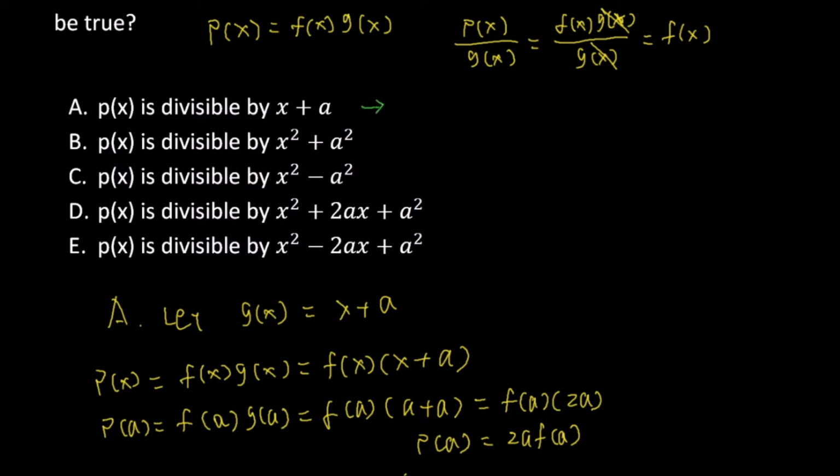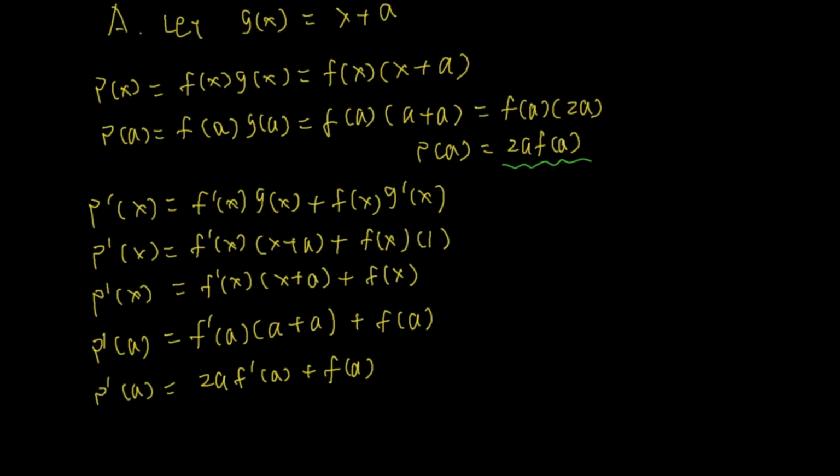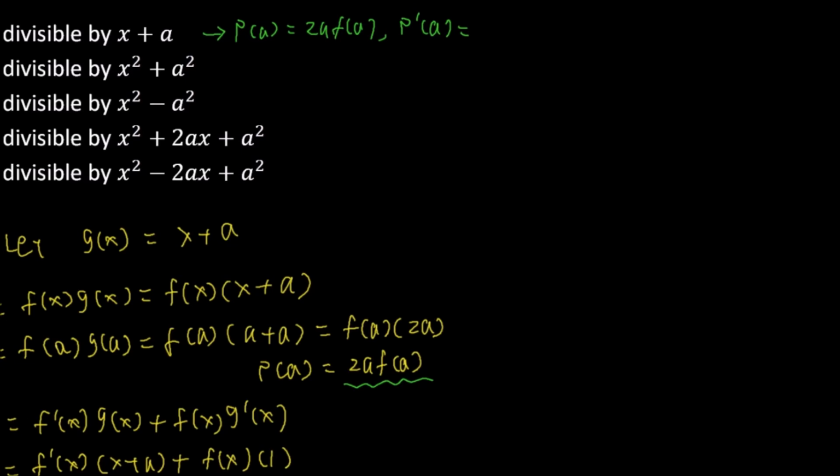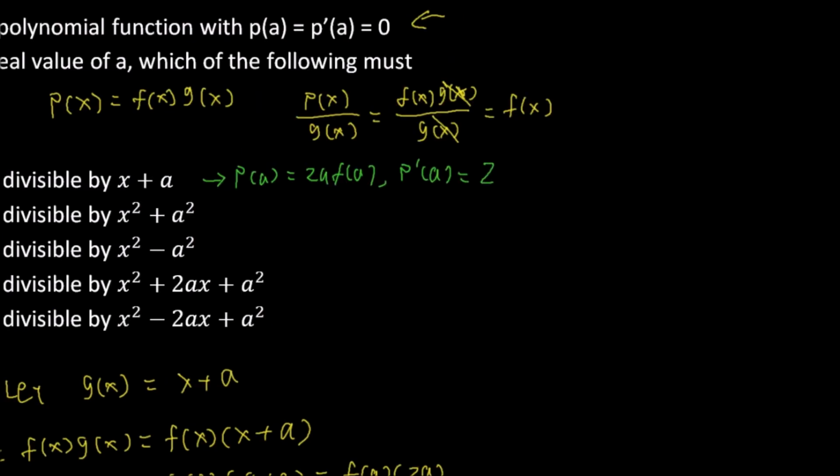So for A, we have P at A equals 2A times F at A. P prime at A is equal to 2A times F prime at A plus F at A. So we can write it down here: 2A times F prime at A plus F at A. None of them is equal to 0 unless A is equal to 0, or we don't know what F at A is equal to either, so we cannot say P prime at A is equal to 0. So this statement may not be true.